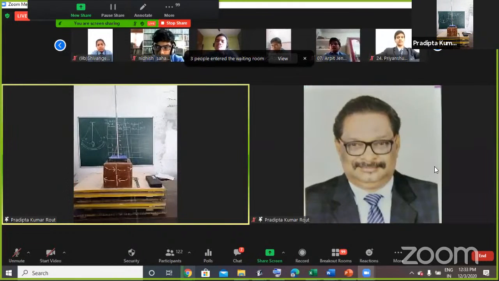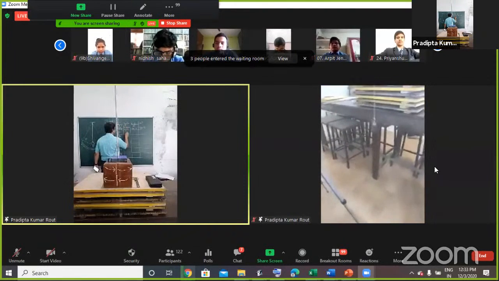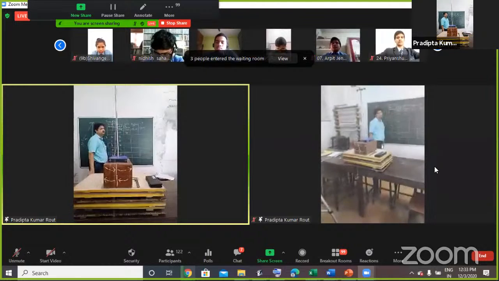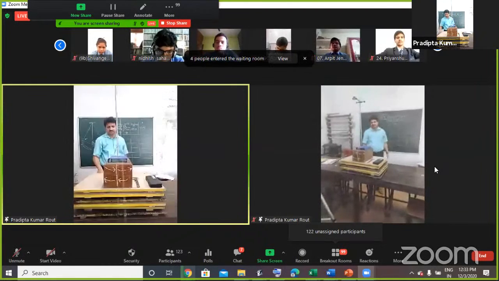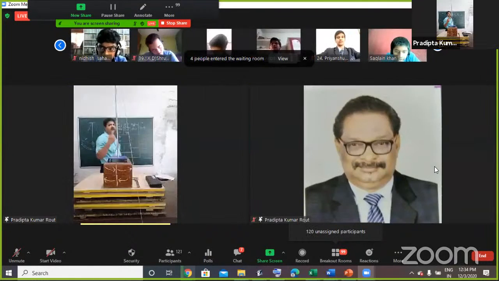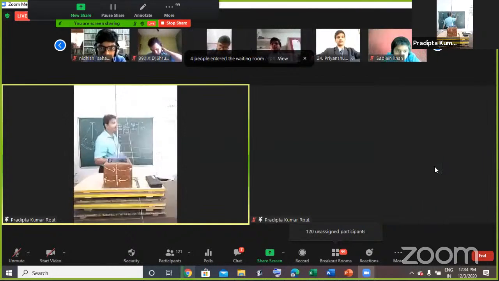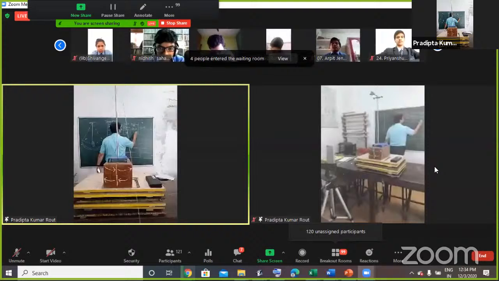So children, when the length is 100 centimeter, the time for 20 oscillations came 40 seconds. So can you tell me what is the time taken for one oscillation? 2 seconds. And time for one oscillation means time period. So time period is 2 seconds, or I can write 2.0.